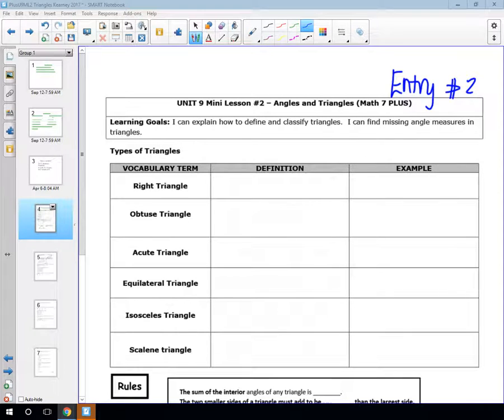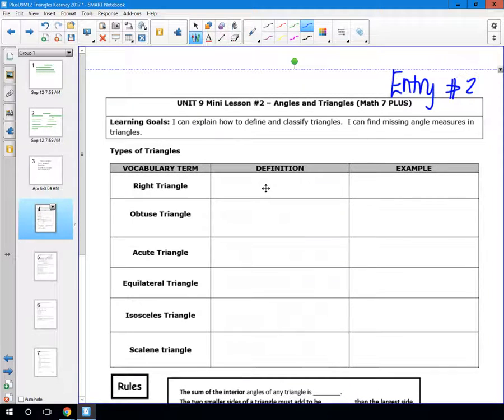Before we ever get to any of the math, we need to look at some important vocabulary words. I'm just going to go through the vocabulary very quickly because I'm sure most of you have heard of these triangles before. The very first one is a right triangle. A right triangle is a triangle.